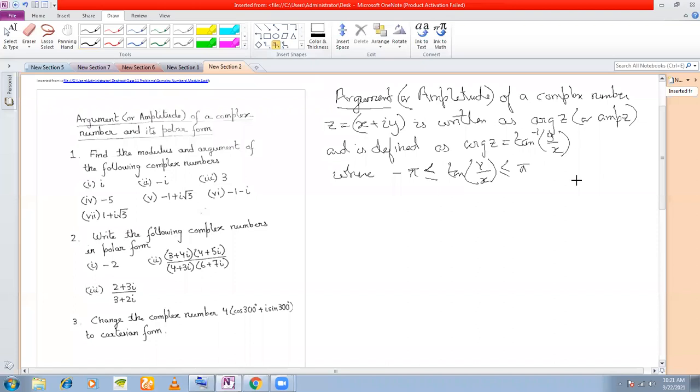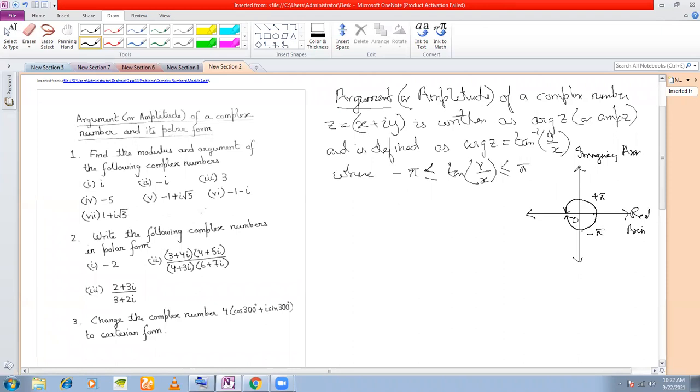What does this mean? This is the Argand plane, real axis, imaginary axis. Okay, origin. You start from here to here. This is your plus pi. You start from the same position, and you move here. This is your minus pi.